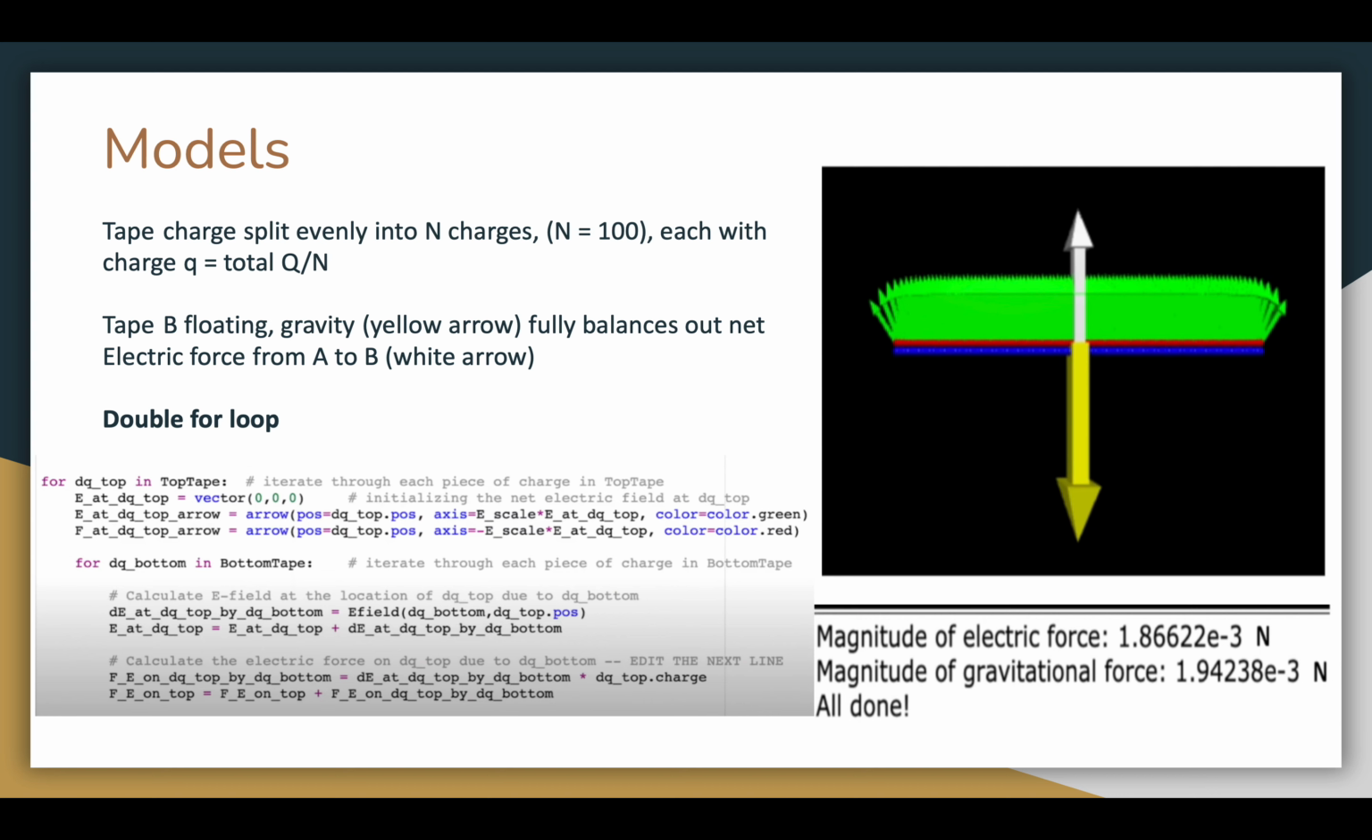The magnitude of the electric force on the floating tape is 1.87 times 10 to the negative third newtons, and the magnitude of the gravitational force is 1.94 times 10 to the negative third newtons. Like Lab 1, the electric force on the top tape must fully balance out gravity for it to float, as seen in the white and yellow vectors.